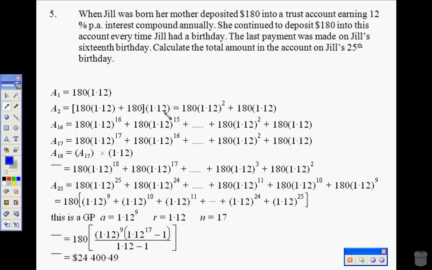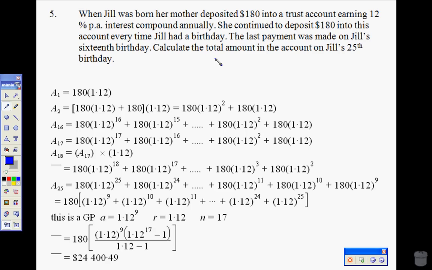Okay, this question again is just a little bit different. It's a little bit out of the ordinary. You've got to take a little bit of care with it because, again, just applying a formula is never going to work with this one, because the number of times the interest is compounded is different to the number of payments being made.